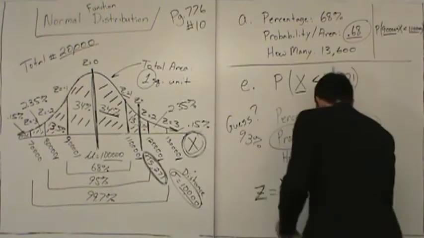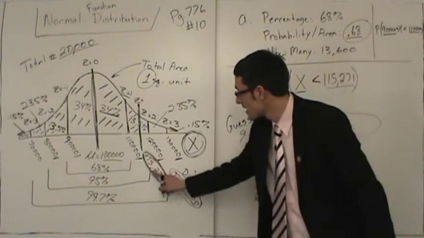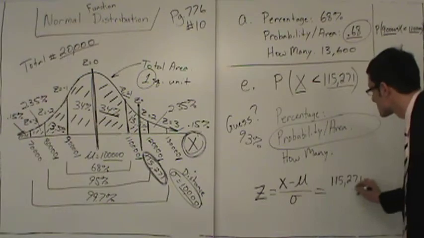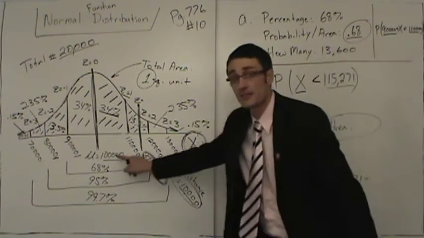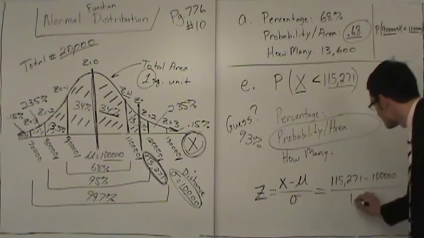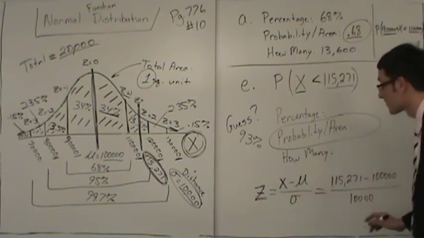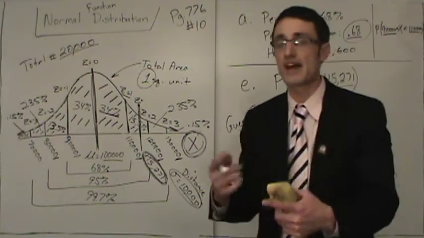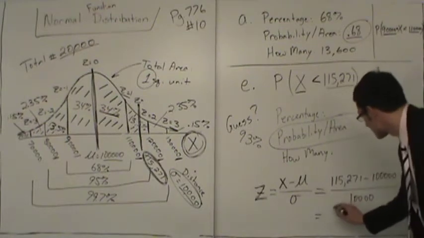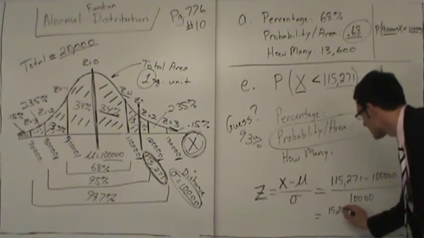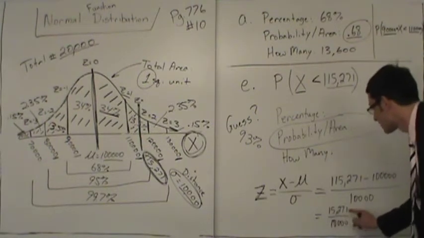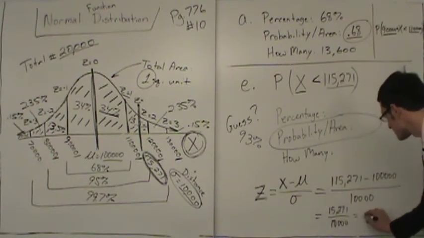So now we're going to convert. Our x value is 115,271. Subtract the mean. Our mean is 100,000. So subtract 100,000, divided by 10,000. I tell students this: be careful. Subtract first and get your value. So subtract the top 2 first. 115,271 subtract 100,000 is 15,271, divided by 10,000. Now divide.